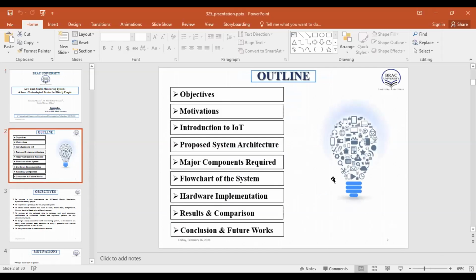Here is the total outline of my presentation. The outline contents are objectives, then motivations, introduction to IoT, proposed system architecture, then major components required, flowchart of the system, hardware implementation, result and comparison, conclusion, and future work.